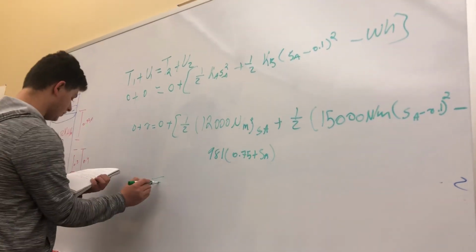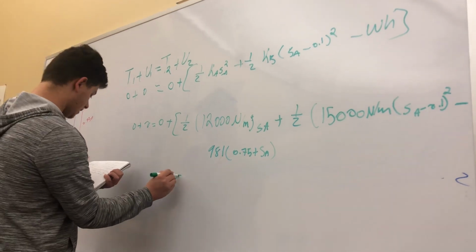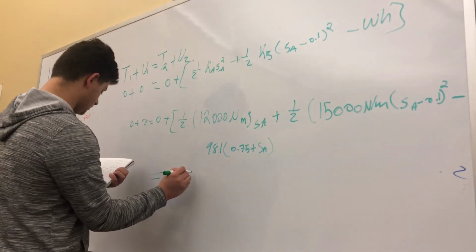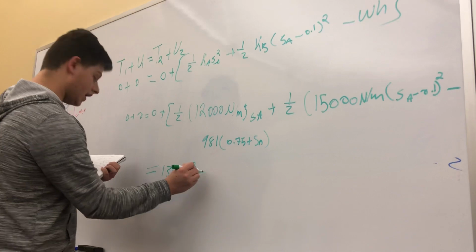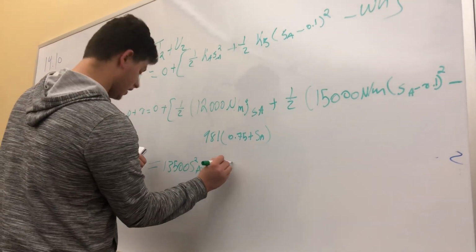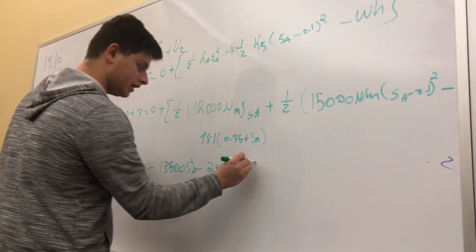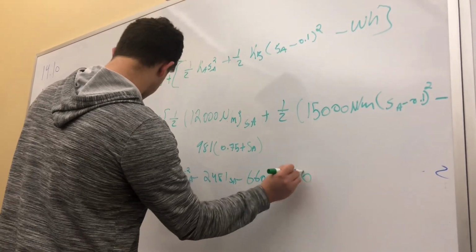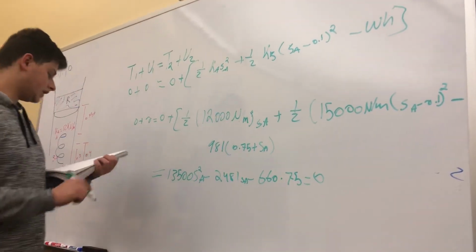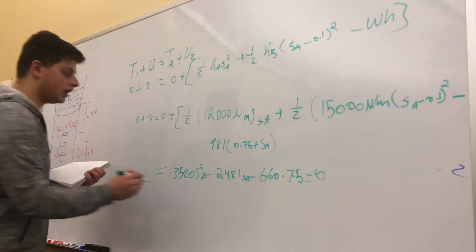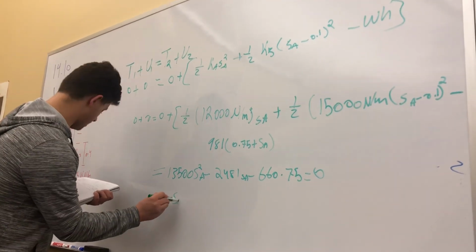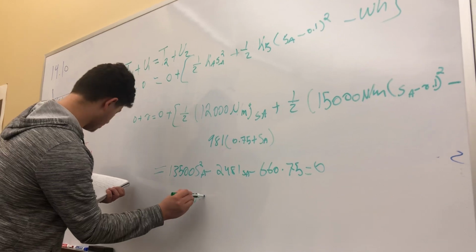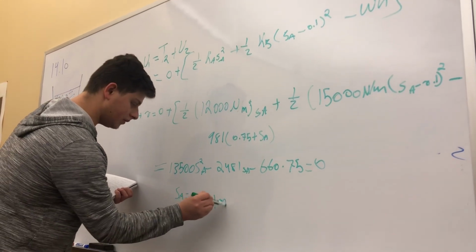So to solve this problem, we would get 13,500 S_A squared minus 2,481 S_A minus 660.75, which is equal to 0. Using the quadratic formula, we want to find S_A. S_A would be 0.331 meters.